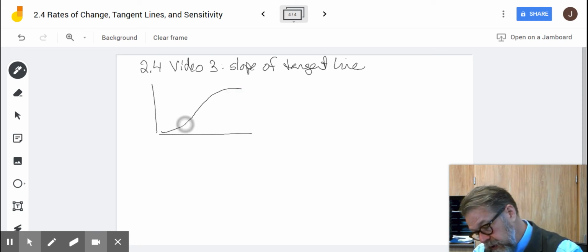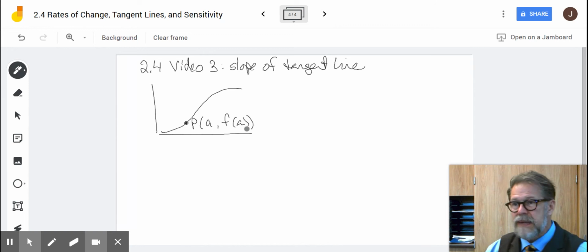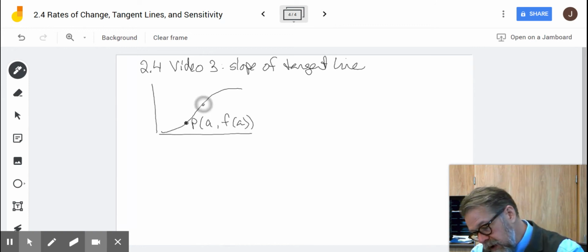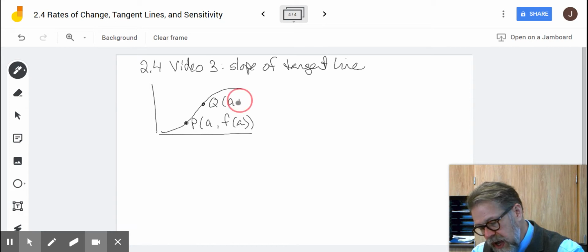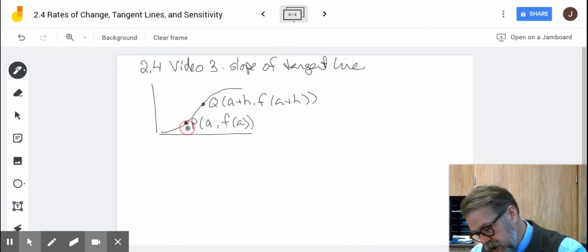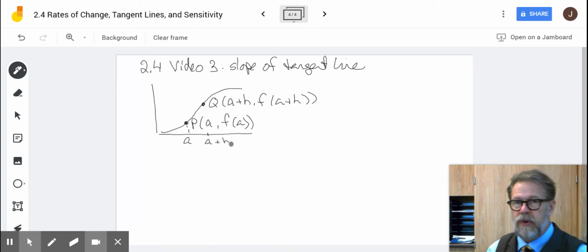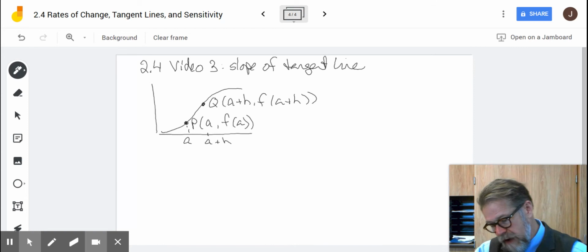All right, guys, here we are. We've got some point P. It is going to have coordinates a comma f of a. We are going to have another point Q, and it is going to have coordinates a plus h comma f of a plus h, and h is just some distance. If this is a, then right here we've got a plus h, some distance further along the graph.